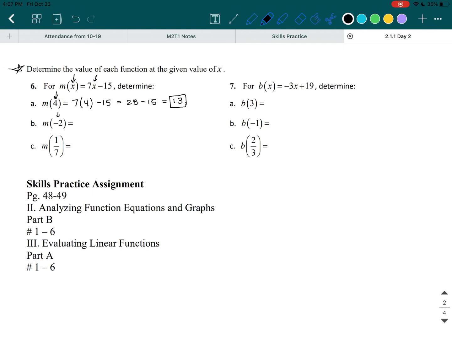Let's try this again on part B. Part B, we have x replaced by negative 2. So on the equation, we have 7x, so 7 times negative 2 minus 15. According to PEMDAS, we must multiply first, so 7 times negative 2 is negative 14, and then we have minus 15. And then we must combine these numbers finally and get our answer, which is negative 29.